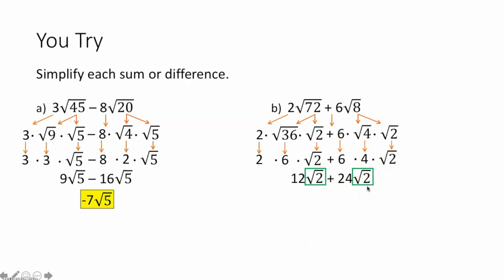Now do we have like radicals? Yes, we do. So we keep that radical the same and we combine the coefficients out front. What's 12 plus 24? That's going to be 36.